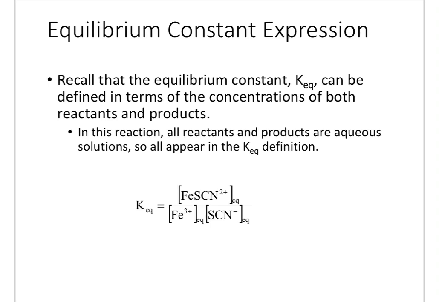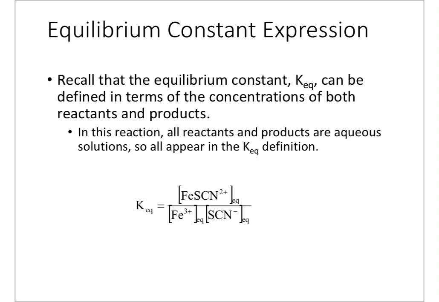Now what we want to do is relate the concentration of the iron thiocyanate to the concentrations of the iron 3 plus and the thiocyanate ion at equilibrium. If we can do that, we can actually calculate the KEQ, or the equilibrium constant, for this reaction. Now remember, the equilibrium constant will either be a number that is less than 1, 1, or greater than 1. And those values indicate to what direction the reaction lies.